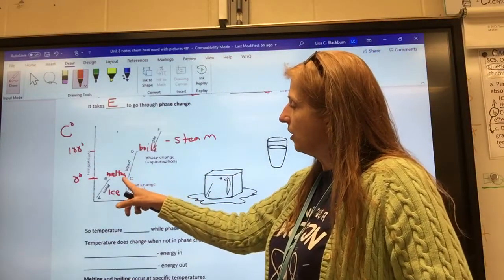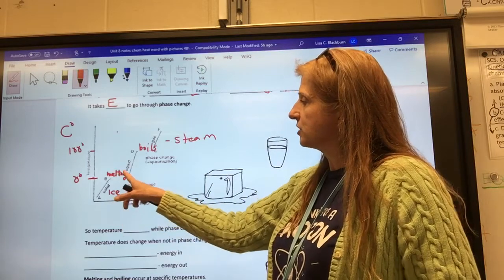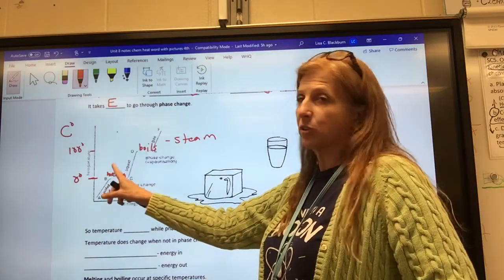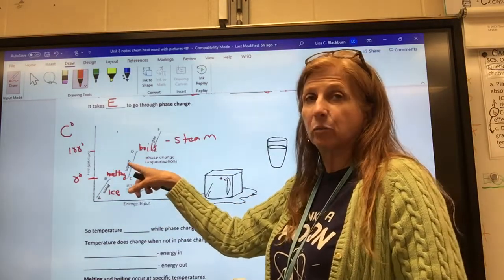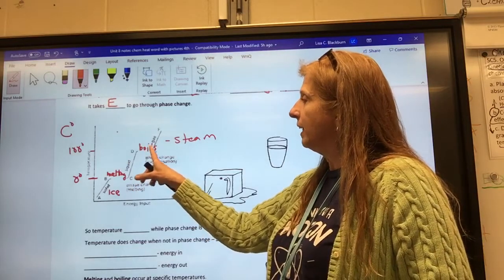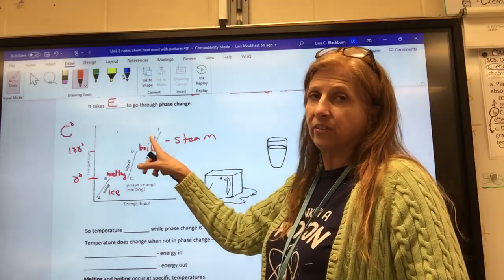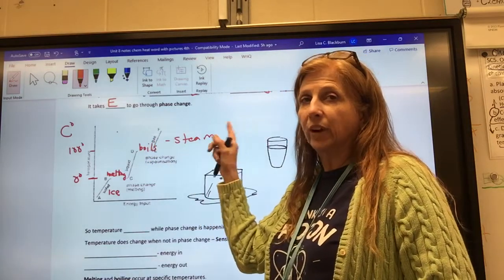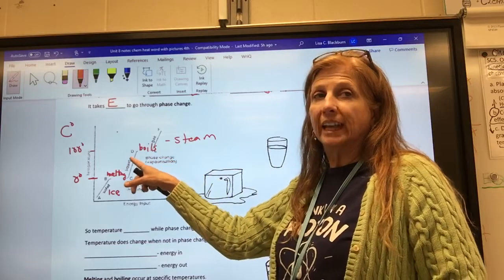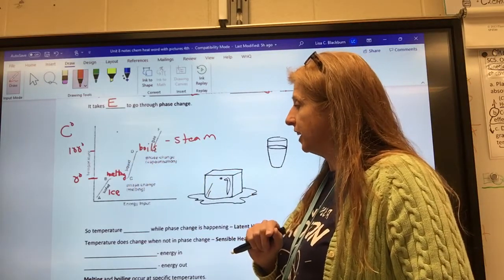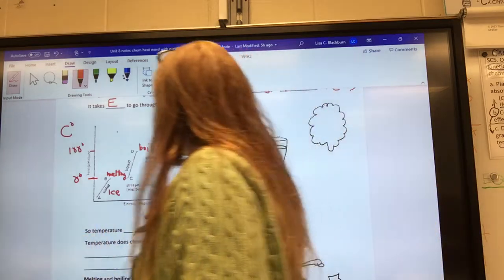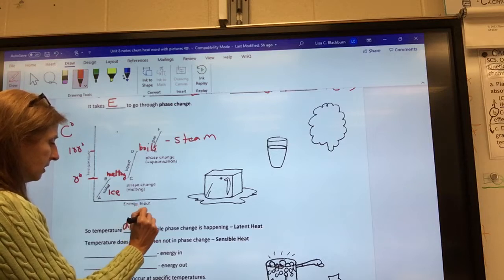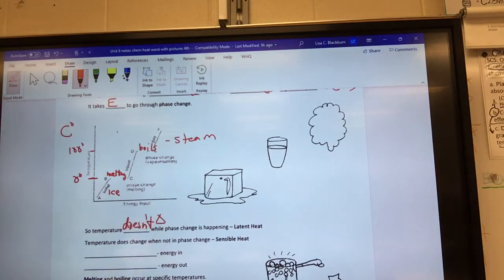So what happens here is all the extra energy is going to breaking that crystal lattice and freeing the ice from its crystal lattice so it's free to zip around as water. Once it gets to be boiling, all of the energy, instead of increasing the temperature, goes to freeing the water from the liquid's intermolecular forces, so it becomes steam. So temperature doesn't change while phase change is happening.